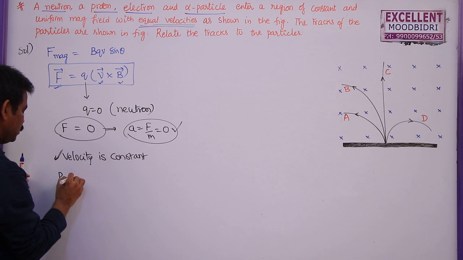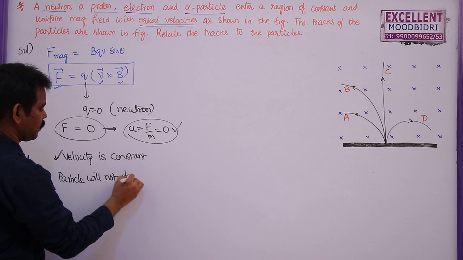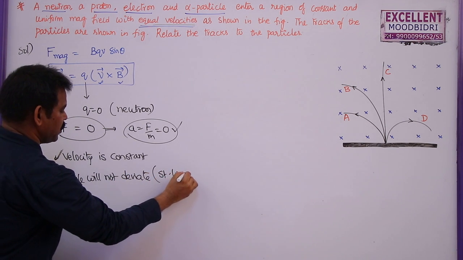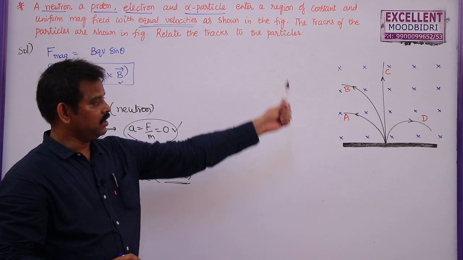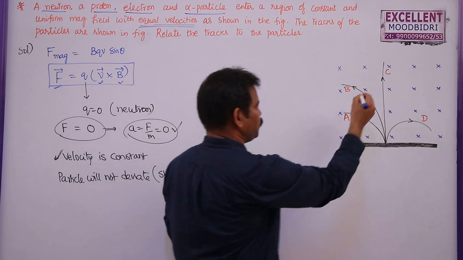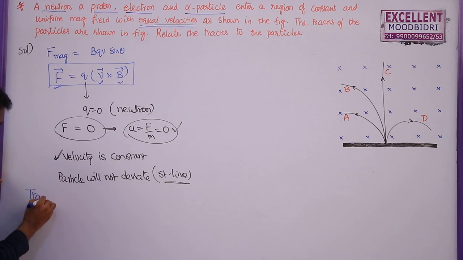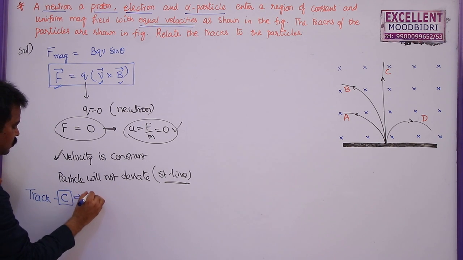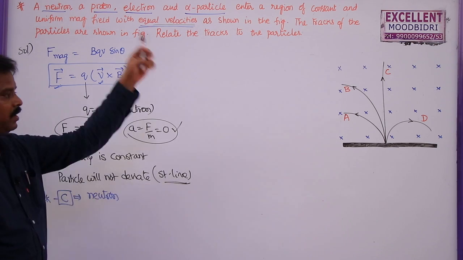So the particle will not deviate from its path. It moves in a straight line. So if you observe A, B, C, D, C is the track corresponding to the neutron, as it is not deviating and its velocity remains the same.